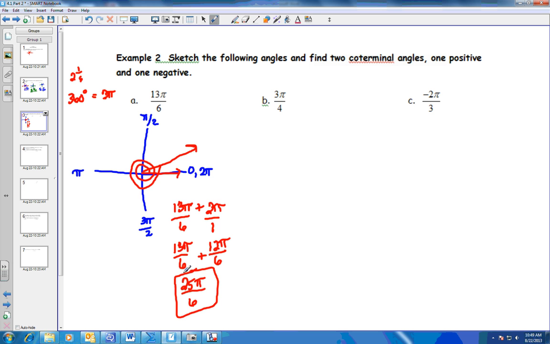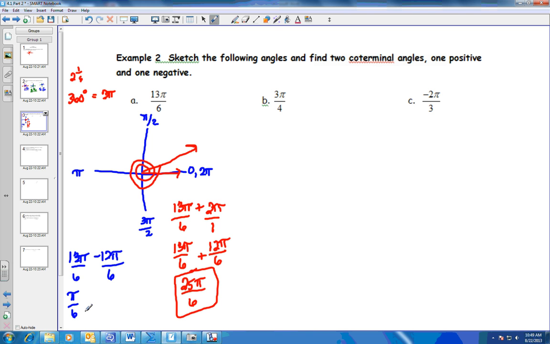Okay, now let's find the negative angle. To find the negative angle, we're going to subtract 2 pi. So I'm going to do that over here. So I have 13 pi over 6 minus 2 pi. And we already know that 2 pi is 12 pi over 6, so I'm going to go ahead and change that to 12 pi over 6. All right, so when I subtract straight across, 13 pi minus 12 pi, I get pi over 6. But the problem is I'm supposed to have a negative answer.